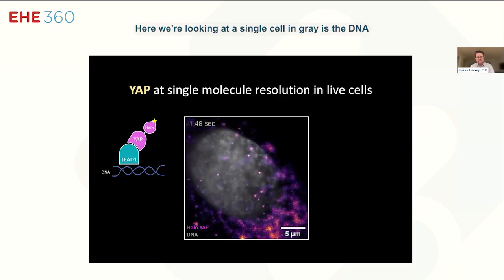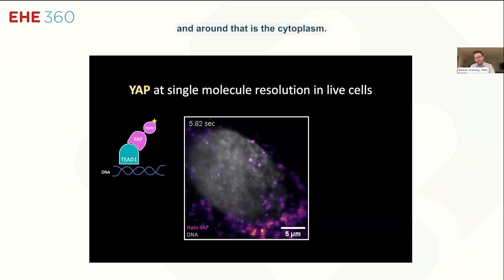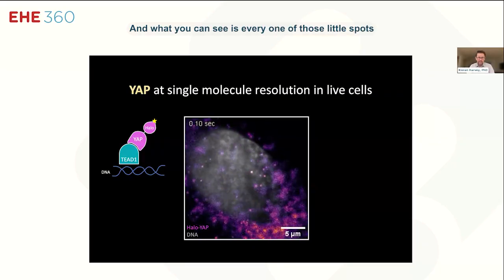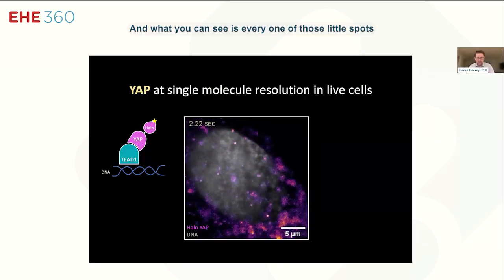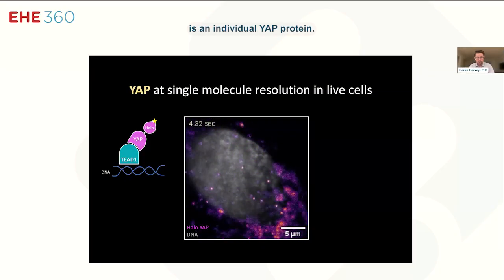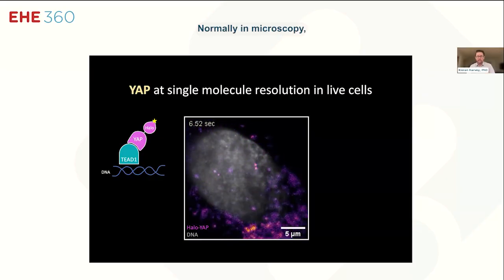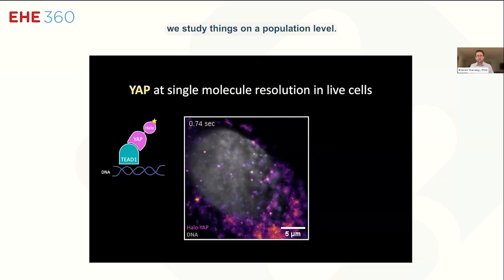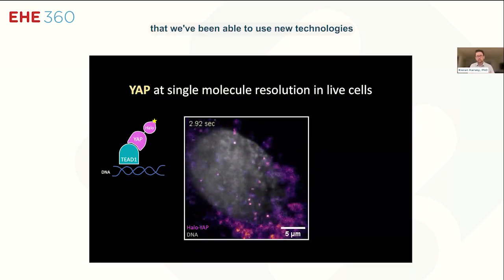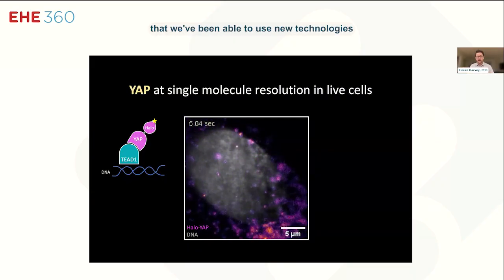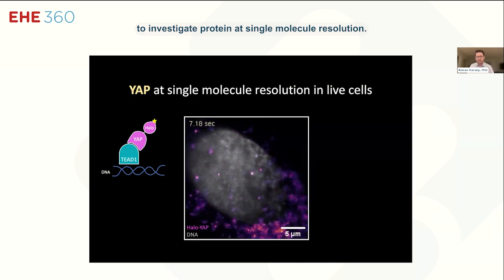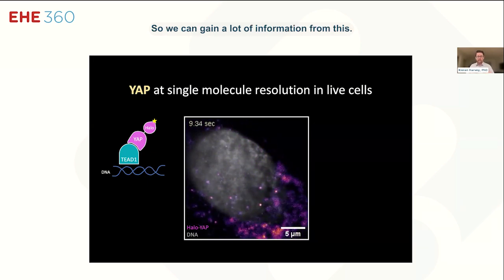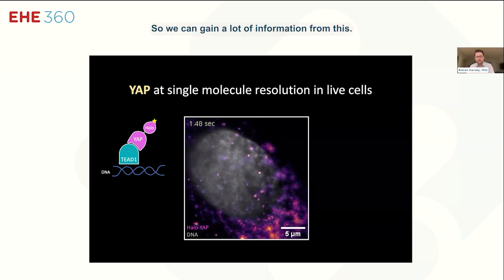Here we're looking at a single cell. In gray is the DNA, and around that is the cytoplasm. And what you can see is every one of those little spots is an individual YAP protein. And normally in microscopy, we study things on a population level. And it's only relatively recently that we've been able to use new technologies to investigate protein at single molecule resolution.